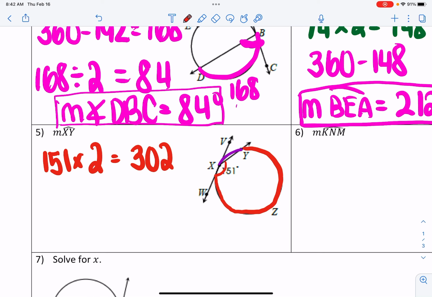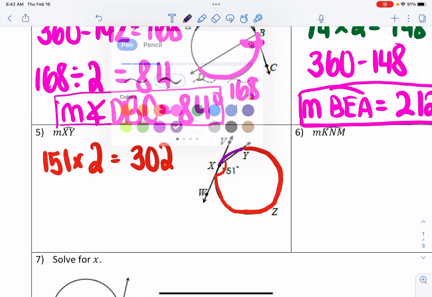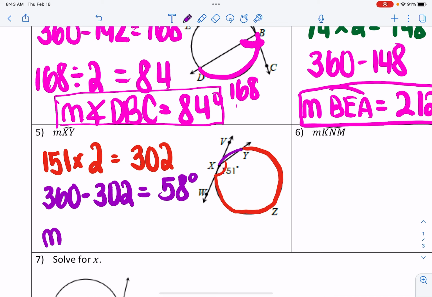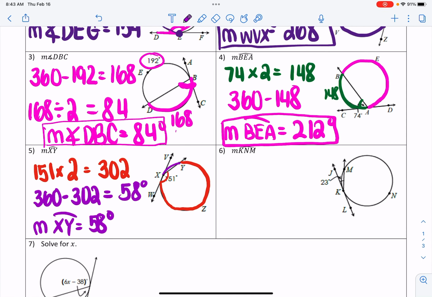And from there, if I want to find the measurement of that little purple arc, the entire circle is 360. And so I'm going to subtract 302 from 360. And you'll get 58. Okay. And so the measurement of that arc is 58. Okay. If at any point you guys want me to pause this video, feel free to and try a problem on your own. I'm just trying to get through all these.